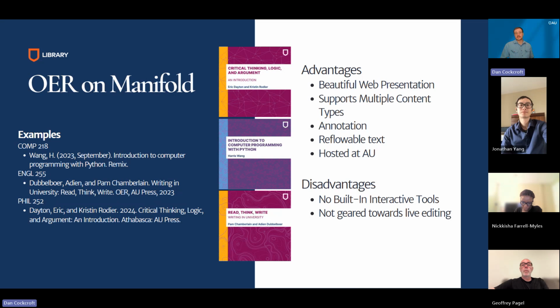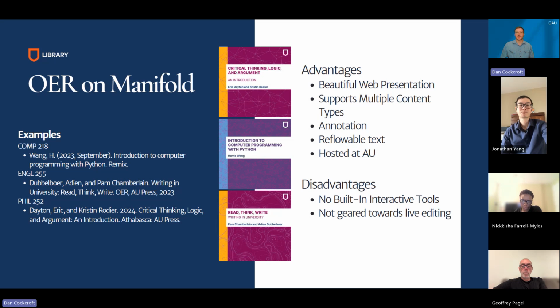There are disadvantages to this, like with anything. For example, there's no built-in interactive tools. My understanding is that you can make H5P work, but it's a little more complicated. Embedding videos is certainly possible as well. It's also different from Pressbooks in the fact that it's not geared towards live editing. So really it is a publishing platform. You can view the text, but you can't go in and make changes.